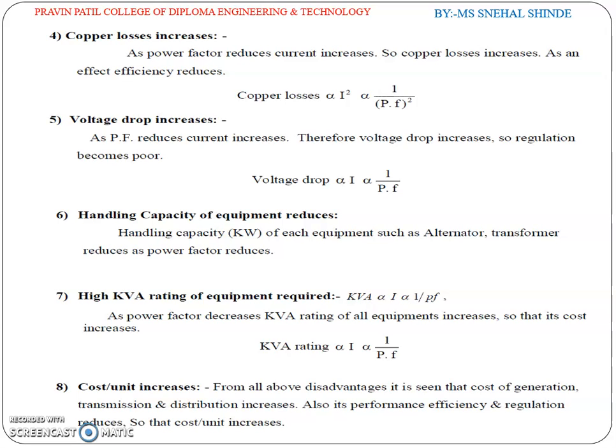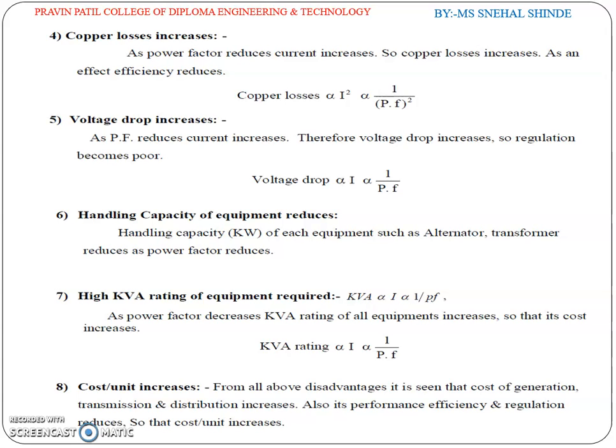Seventh is that a high kilovolt ampere rating of the equipment is required. Kilovolt ampere is proportional to the current, and as we discussed, current is inversely proportional to the power factor. As the power factor decreases, the kVA rating of all equipment increases so its cost increases. So kVA rating is proportional to the current and inversely proportional to the power factor.